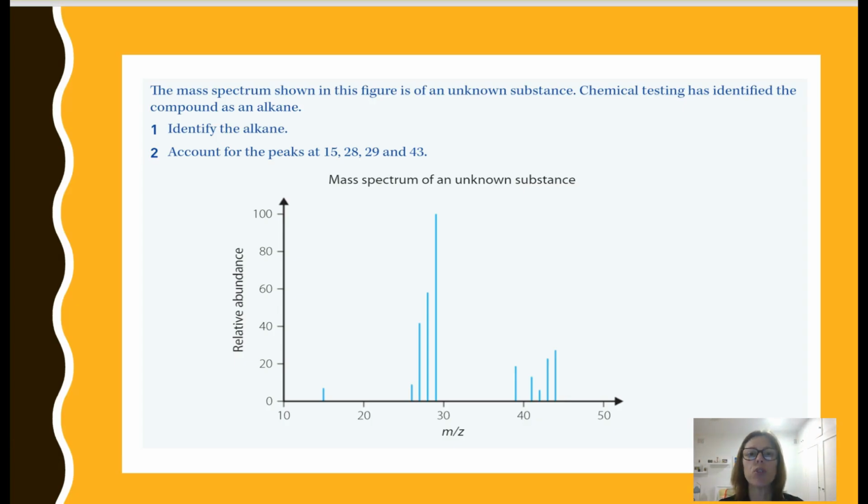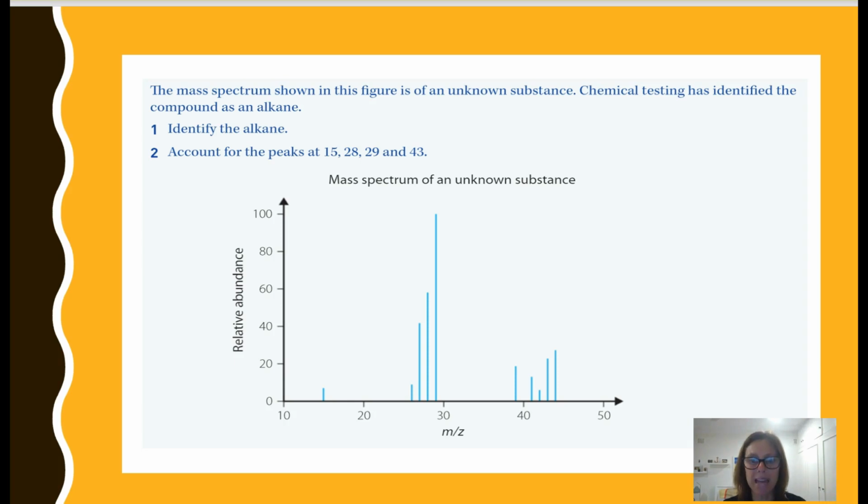The mass spectrum shows an unknown substance, and chemical testing has identified the compound as an alkane. So we know there's only single bonds there. We know it's just carbon and hydrogens. We need to identify what the alkane is, and then we need to account for the different peaks at 15, 28, 29, and 43. So we do know, by looking down here, 40, 41, 42, 43, 44.